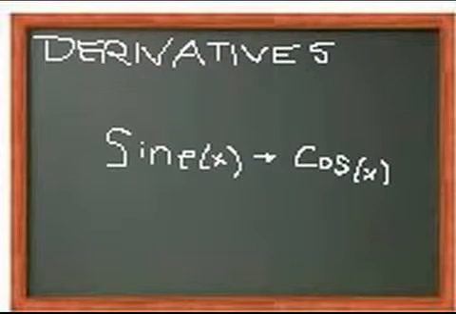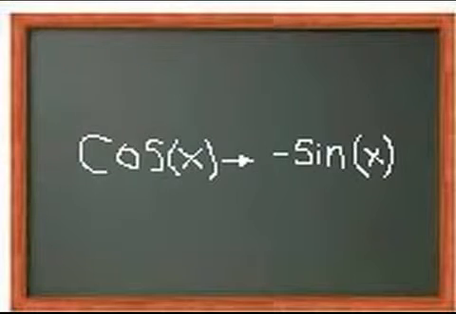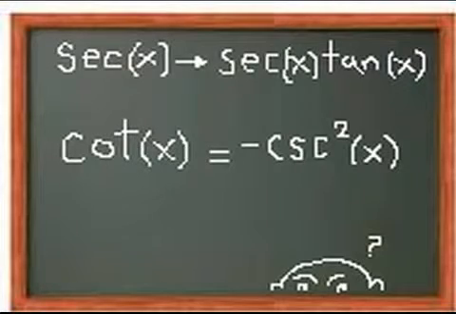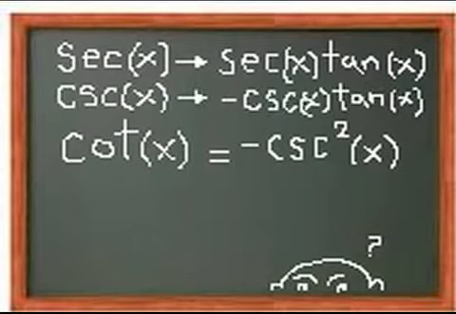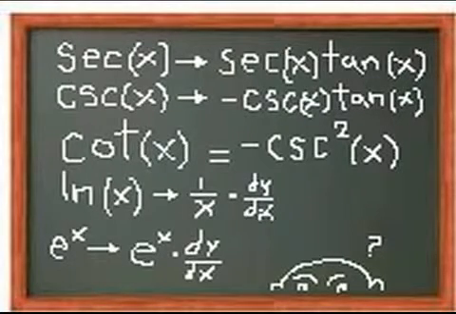Derivative of sine is cosine x. dy/dx of tangent is secant squared. Negative sine is the derivative of cosine x. dy/dx of cotangent x is negative cosecant squared. dy/dx of secant is secant x tangent x. Cosecant is negative cosecant cotangent x. dy/dx of ln x is 1 over x, and the derivative of e to the x is e to the x.